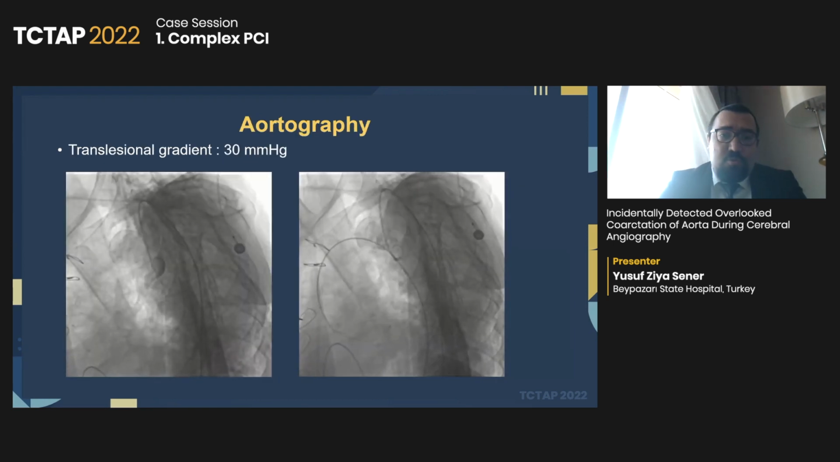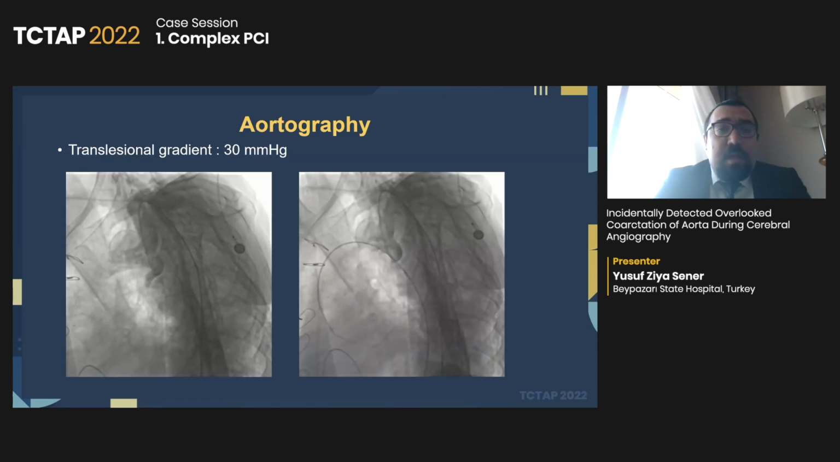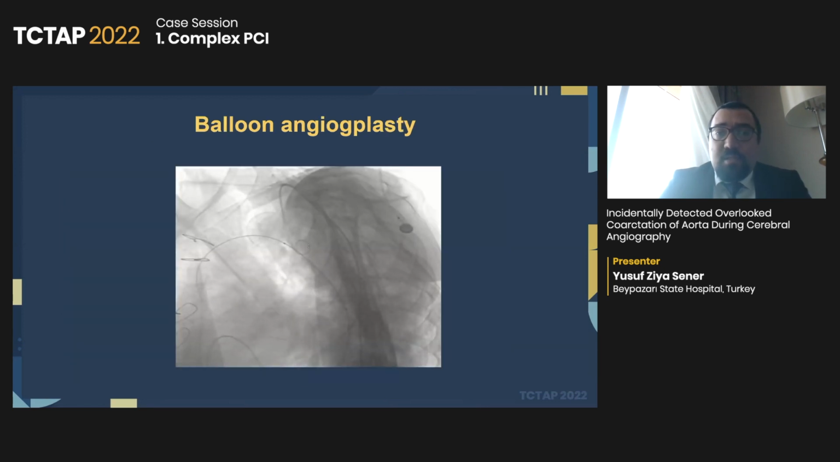Angiography was performed. A PCI catheter was placed via the transradial artery, and the translesional gradient was 30 millimeters of mercury, and a stiff wire was passed through the lesion via the femoral artery. Herein we see that balloon angioplasty was performed.